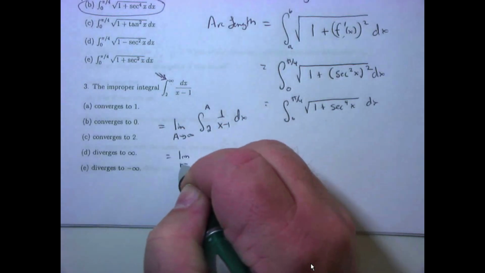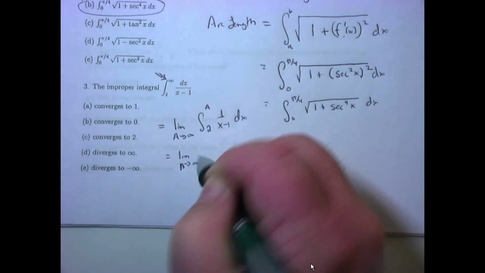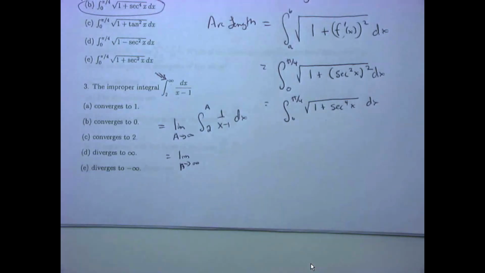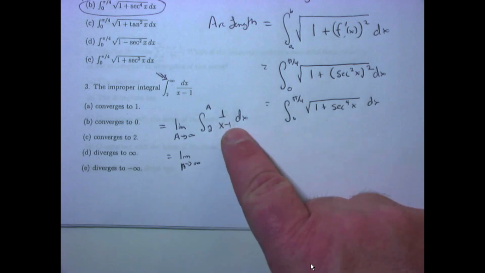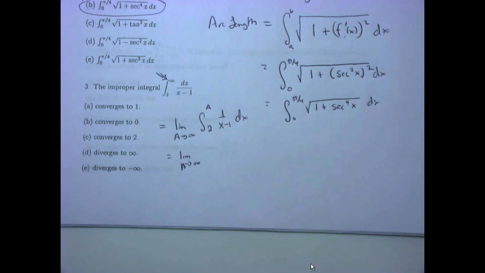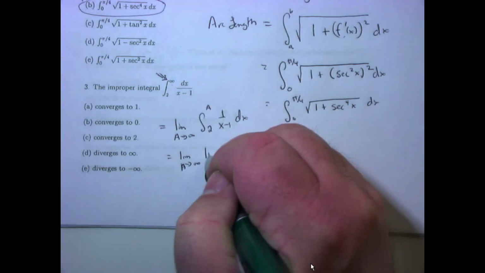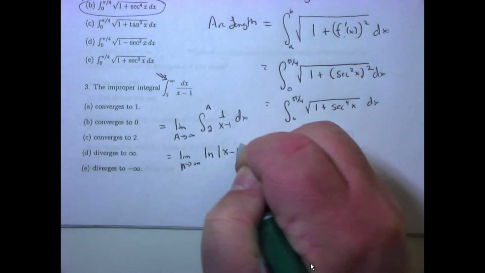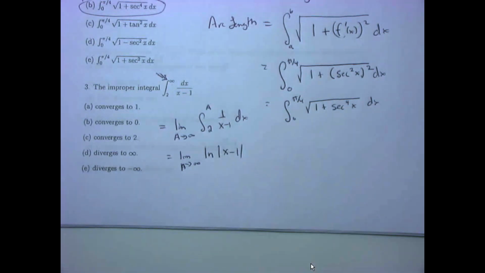This is equal to the limit as a approaches infinity of, what's the integral of 1 over x minus 1 dx? Now, this is what I call u substitution in your head. I don't have to write down u substitution every time when it's simple. If I did u substitution, I would let u equal x minus 1. du is dx. So this is pretty much 1 over u. What's the integral of 1 over u? Natural log absolute value of u, which is x minus 1.